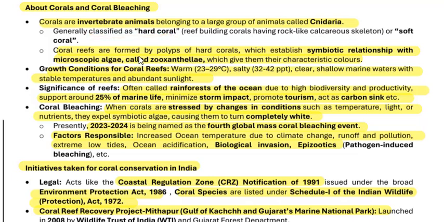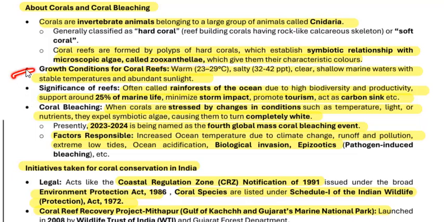Coral reefs are formed by polyps of the hard coral which establish a symbiotic relationship with the microscopic algae called zooxanthellae, which gives them their characteristic color. So what is responsible for the color of the coral? That is the microscopic algae called zooxanthellae.